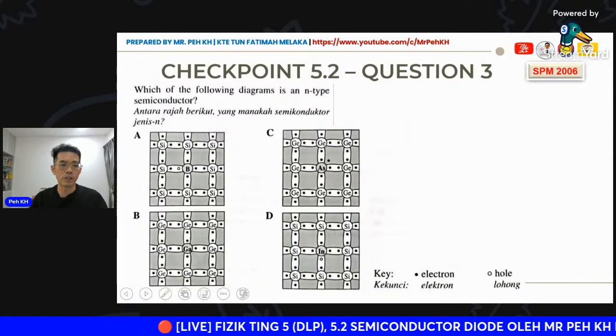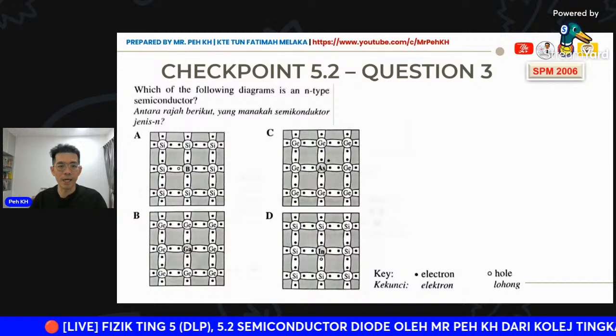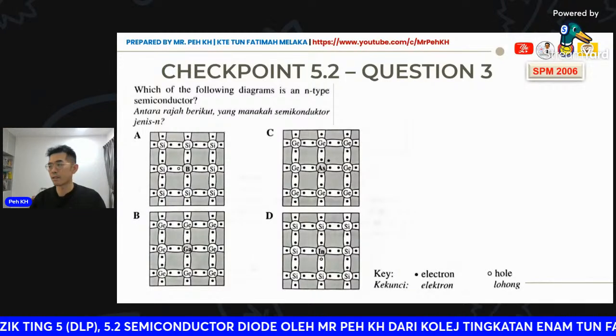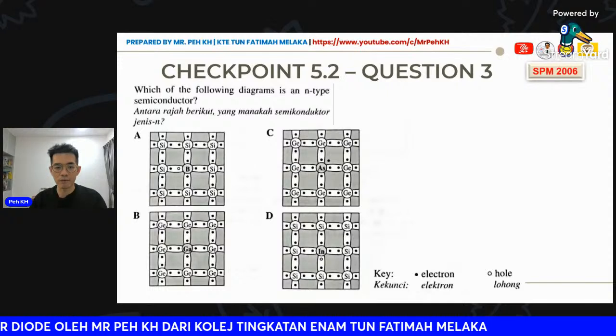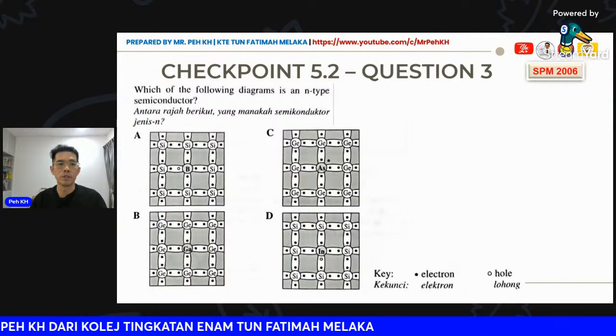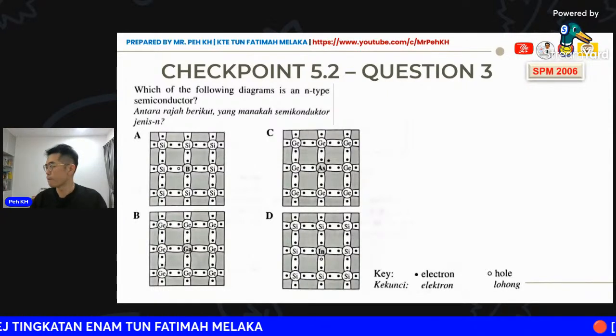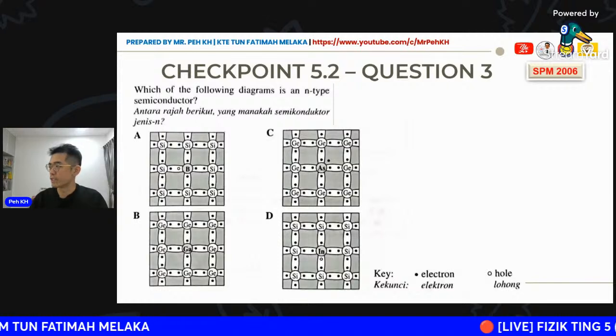Question number 3. Okay, so which of the following diagrams is an N-type semiconductor? Again, N-type is referring to negative type of semiconductor. So the major carrier here will be electron. Okay, so which will be the answer? Okay, so you may also show your answer in the chat room.